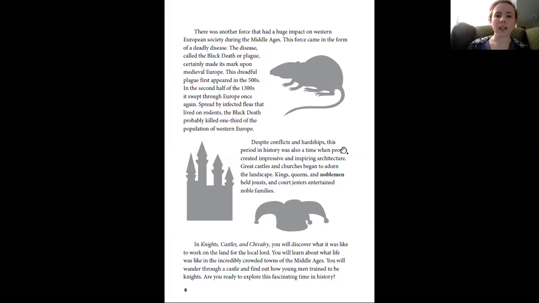Despite conflicts and hardship, this period in history was also a time when people created impressive and inspiring architecture. Great castles and churches began to adorn the landscape. Kings, queens, and noblemen held jousts, and court jesters entertained noble families. In Knights, Castles, and Chivalry, you will discover what it is like to work on the land for the local lord. You will learn about what life was like in the incredibly crowded towns of the Middle Ages. You will wander through a castle and find out how young men trained to be knights. Are you ready to explore this fascinating time in history?